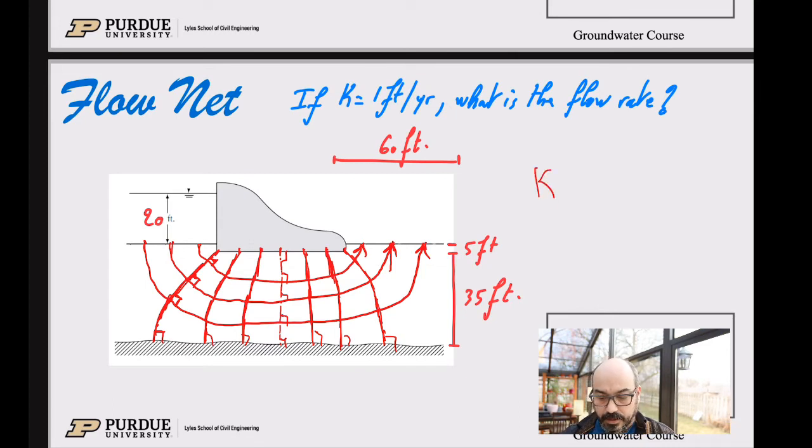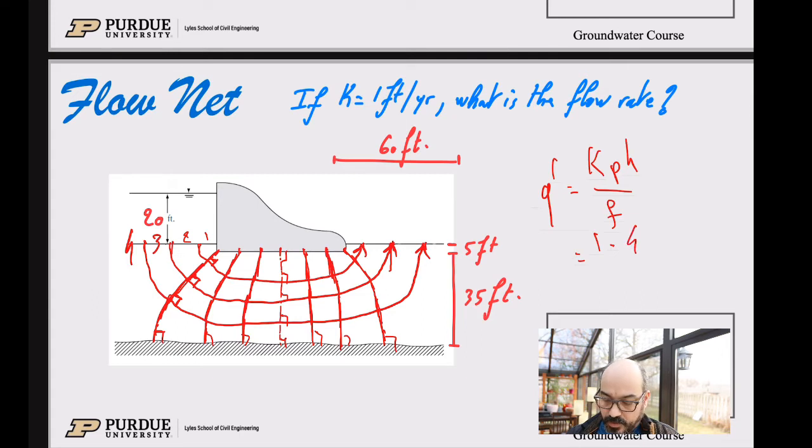And now we can apply our formula. So Q prime equals K P H over F per foot. Here we said K is 1 foot per year. P is the number of stream tubes, so 1, 2, 3, 4, times 4. H is 20 feet, so there's a 20-foot drop between the reservoir and the river in this case. So let's call it 20.